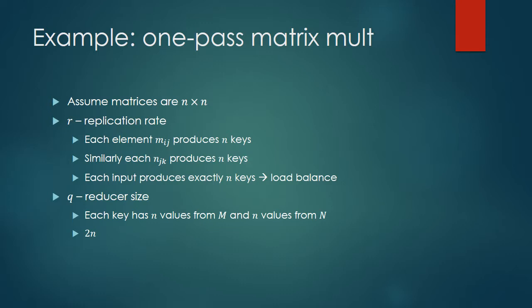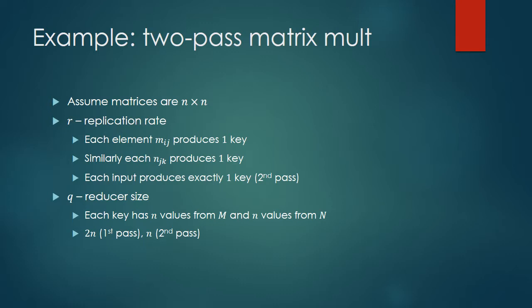What's the replication rate? The replication rate is the total number of keys produced divided by the total input, right? Or the average number of keys produced per entry. That is our replication. Consider the two pass, it will become a little bit clear. The replication, each element produces only one key, right? It's just going by itself. Again for this, each produces one key. In the second pass, again it's producing one key because you've already multiplied them together and you're now gathering them together. The reducer size, so each key has n values, and it's the same case as the other case, but there are two passes.